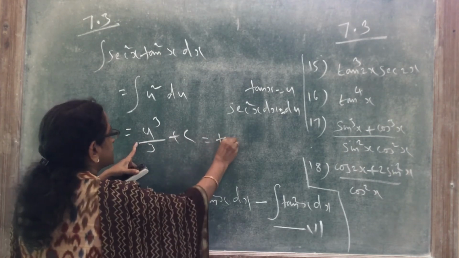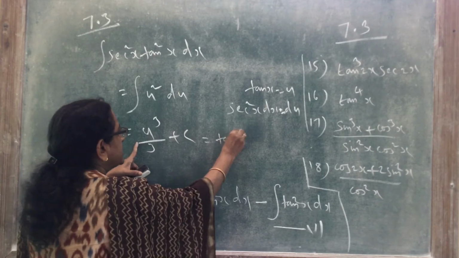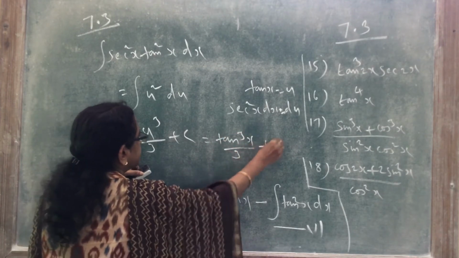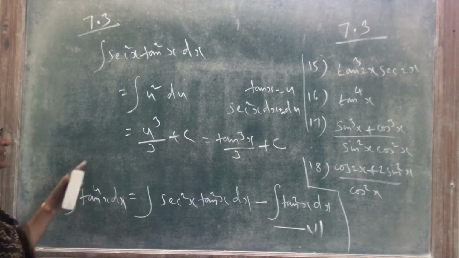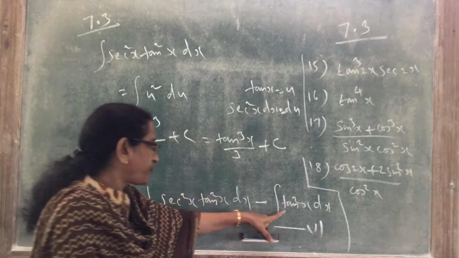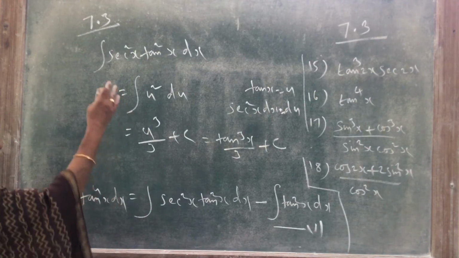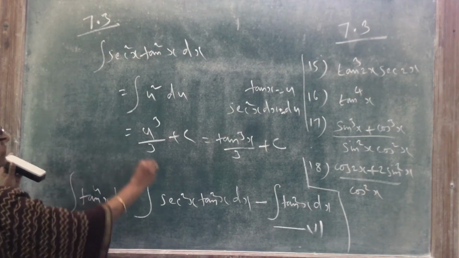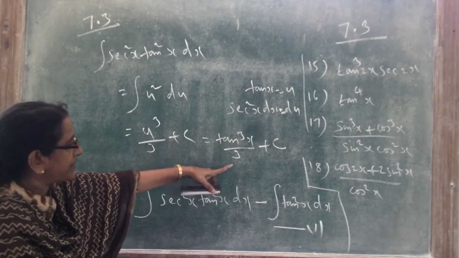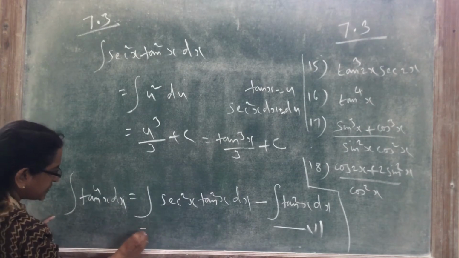That is tan cube x by 3 plus c. So now we have the first integral. Now we are going to find the second integral. So this we have to substitute here. When we substitute this integral, we substitute tan cube x by 3 plus c. So in this place we substitute.